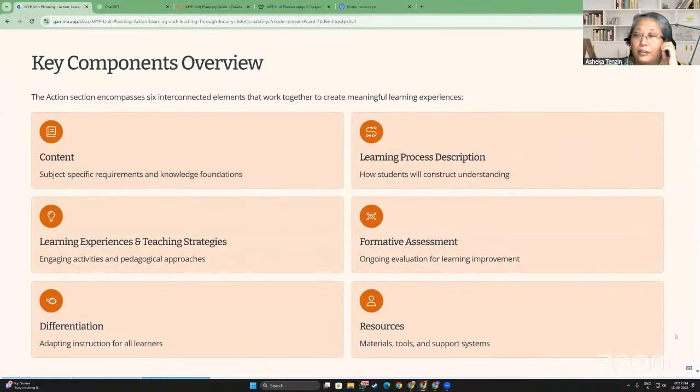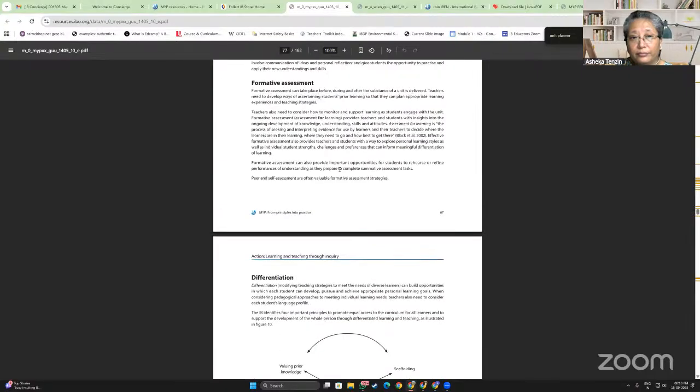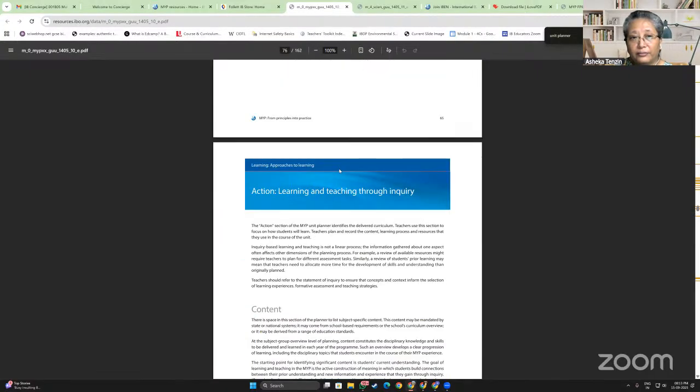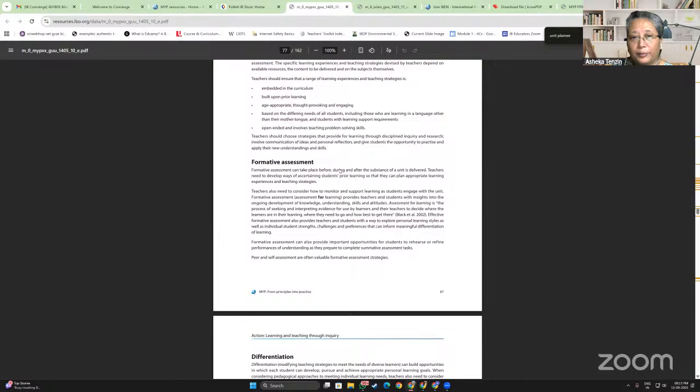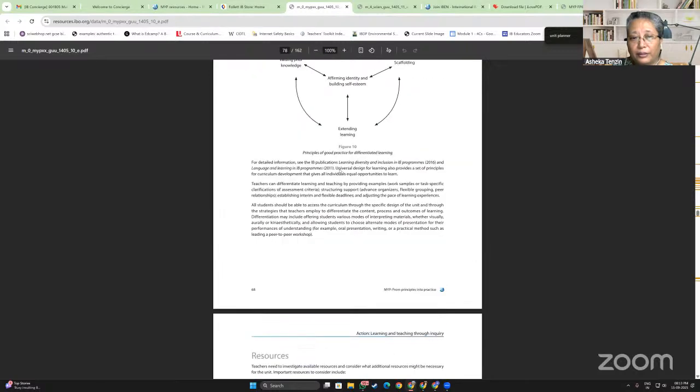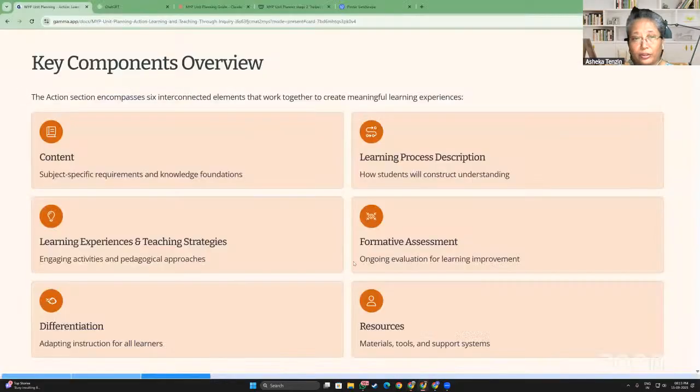So the key components of the action part, what all is there in the action section, I just went through in your document, right, where I showed you this one. These are the parts of the action, right? Content, description of learning process, learning experiences, teaching strategies, formative assessment, differentiation, and resources. Okay. So first is content. Content will be your subject specific requirement. What facts or what concepts you want the students to learn through this unit.